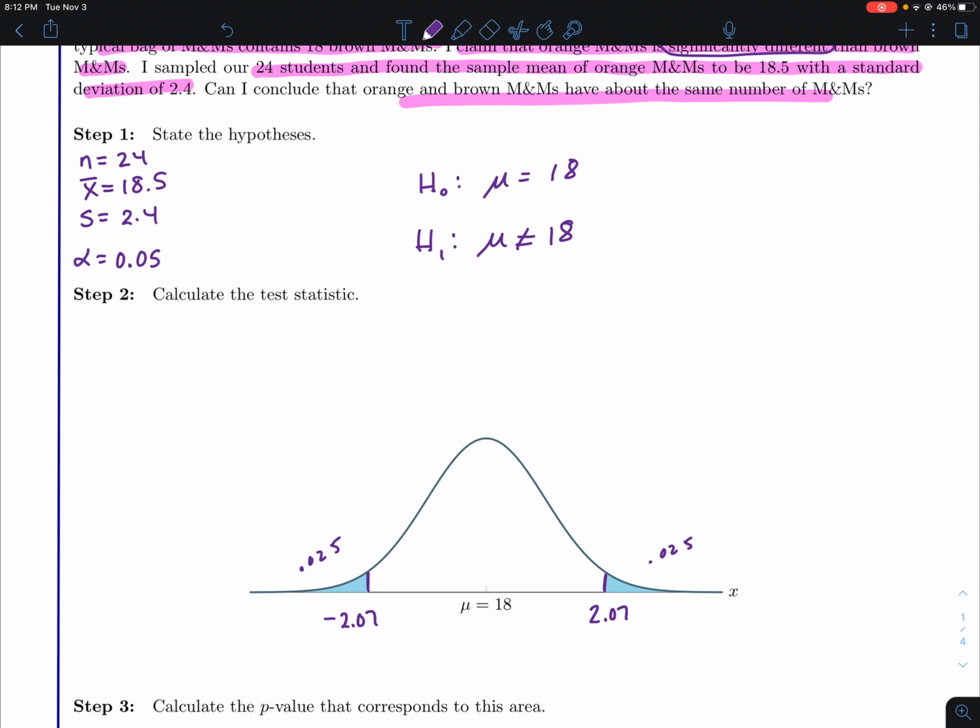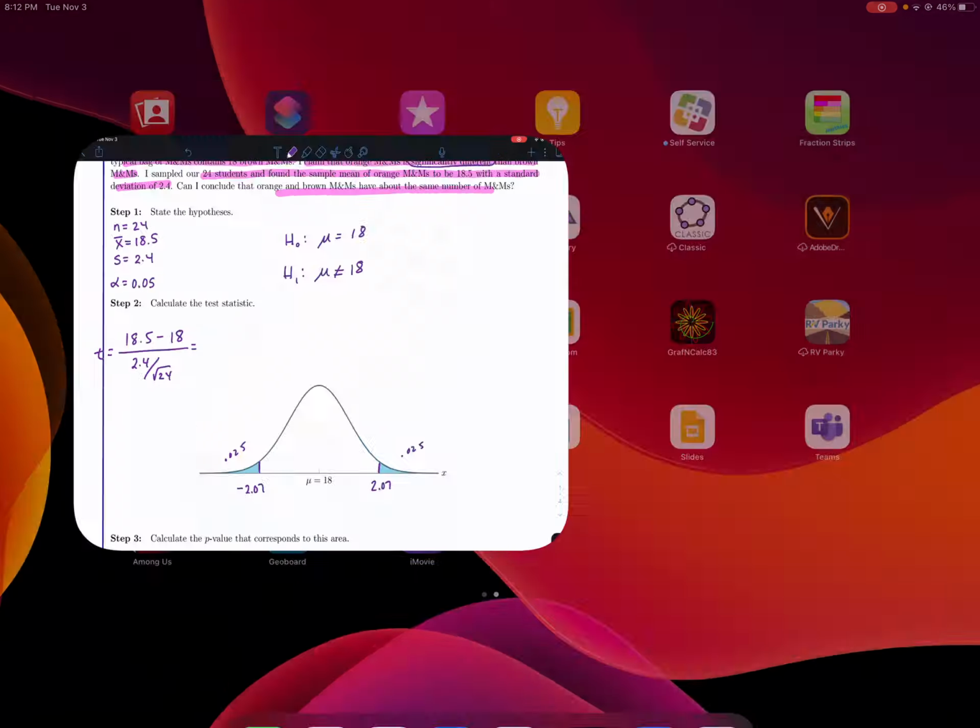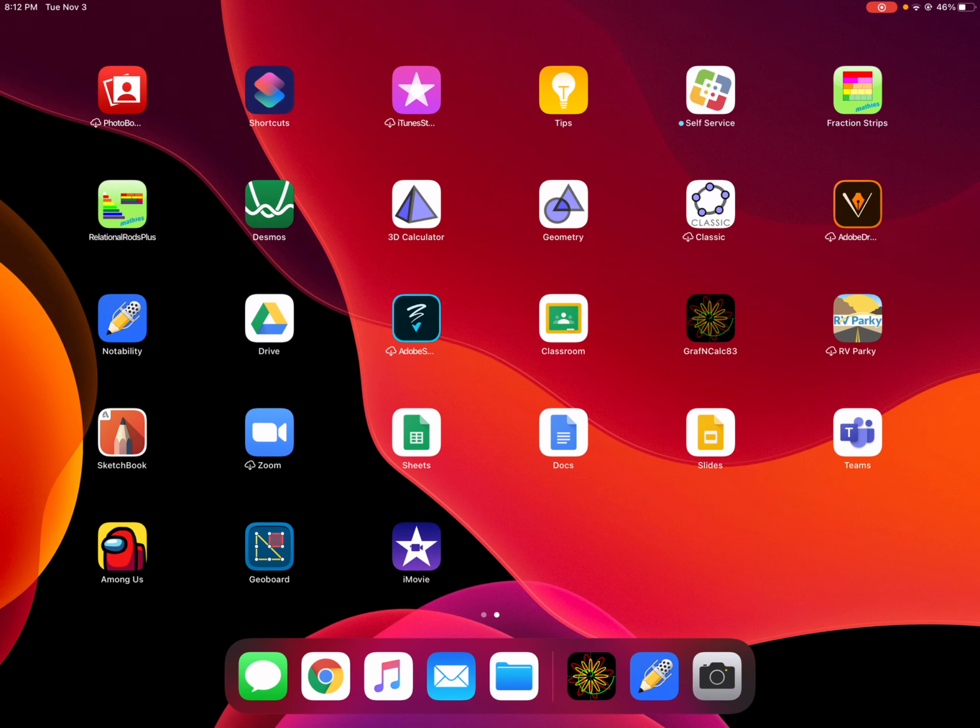So let's actually calculate our test statistic to see where we fall in that region. In this case, we get our 18.5 minus 18, all divided by our 2.4 divided by the square root of 24. Let's throw this in the calculator real quick and see what we get.